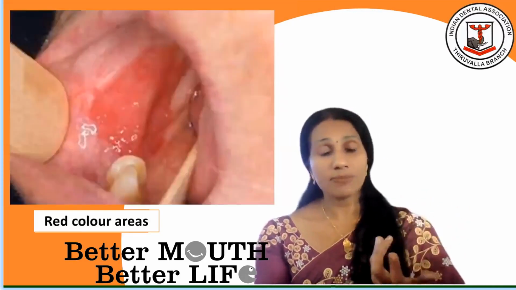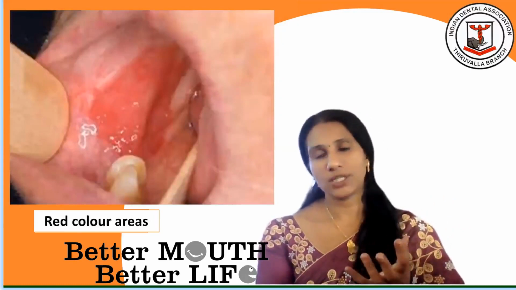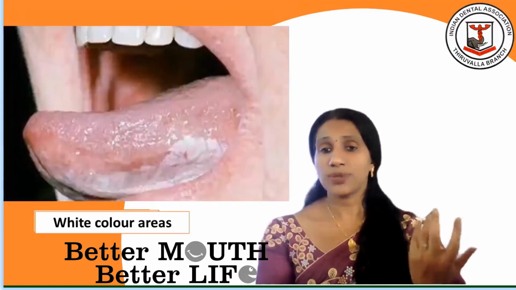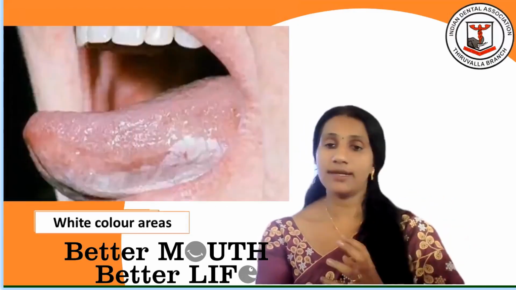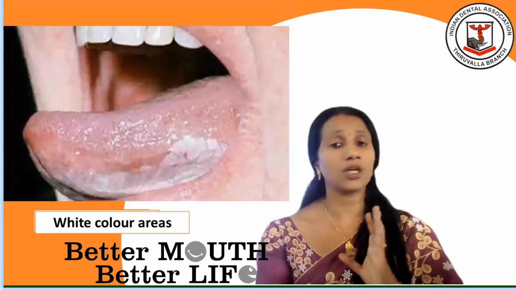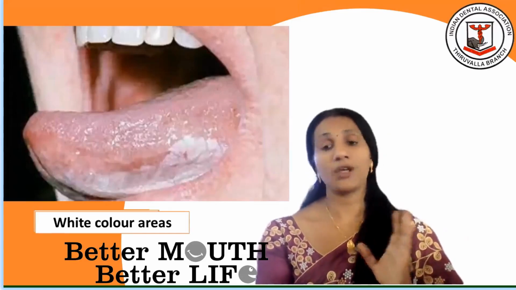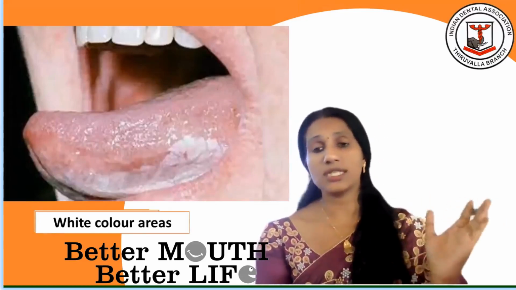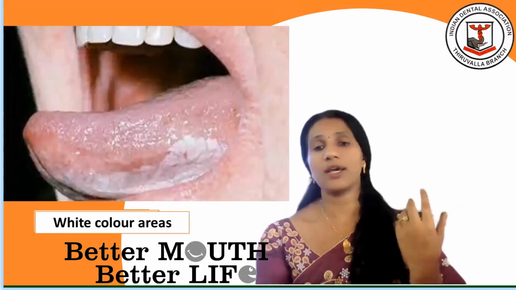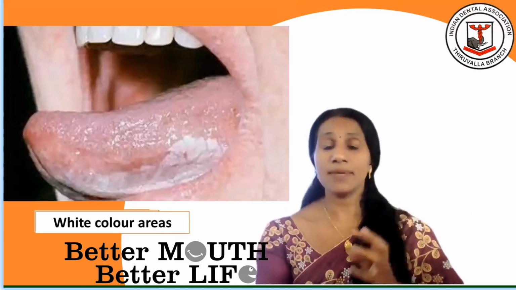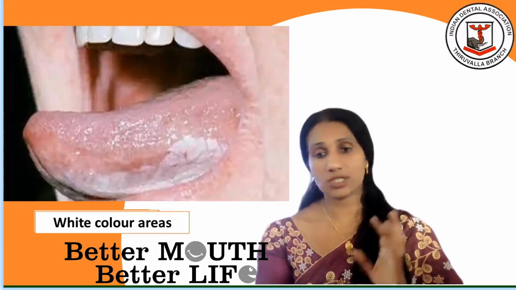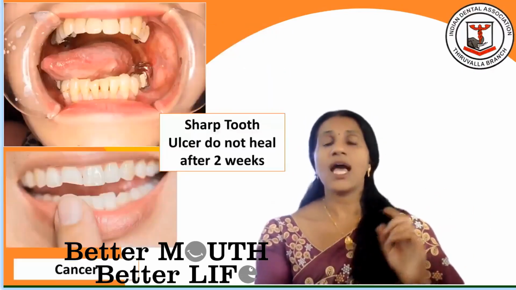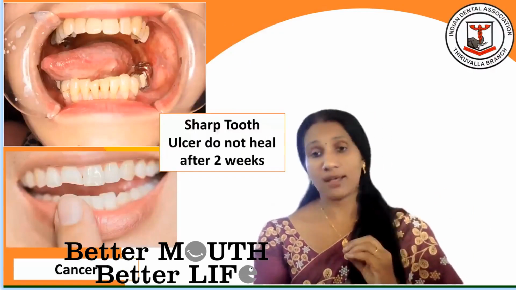Then sometimes you can come across small reddish color areas. Sometimes you can come across thick white color areas. Now these you cannot close your eyes to. They cannot be ignored. So if at all you come across these variants or these different types of white color areas or red color areas, immediately approach a dentist. Do not wait. And otherwise, you can get an ulcer.